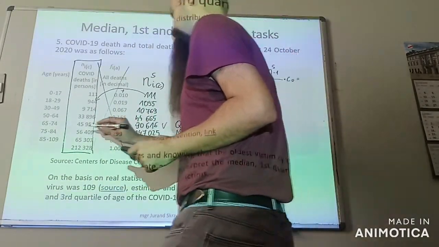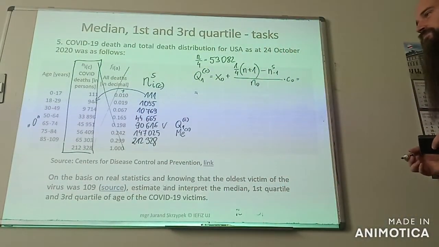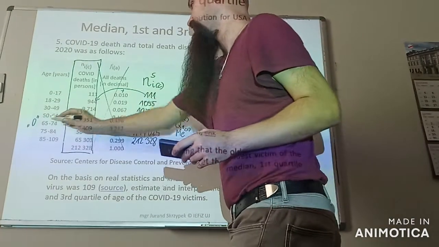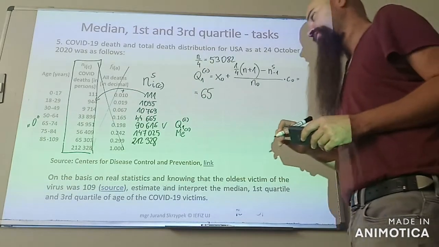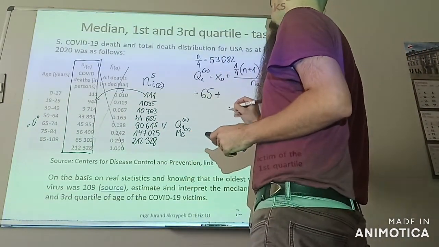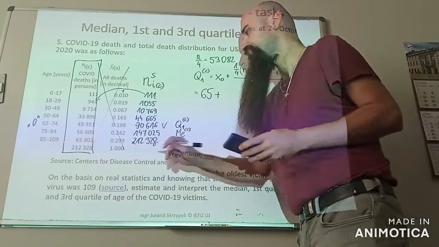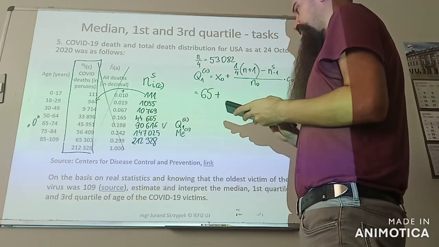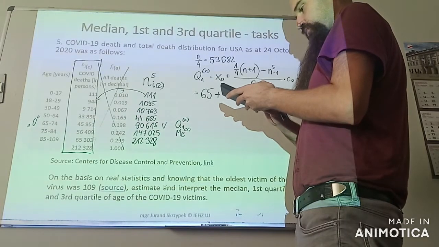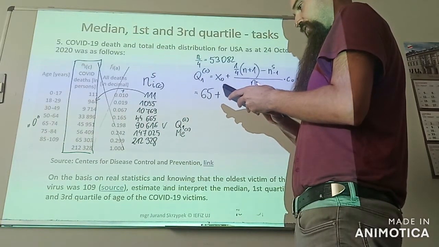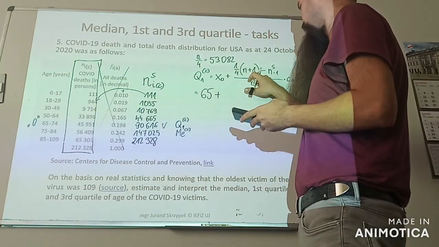Here we have the zero level, the class of the first quartile, and we see that 65 is the lower bound of the class of first quartile plus 1/4 of the population size. 1/4 of the population size. 2, 1, 2, 3, 2, 8. Population size plus 1, of course.